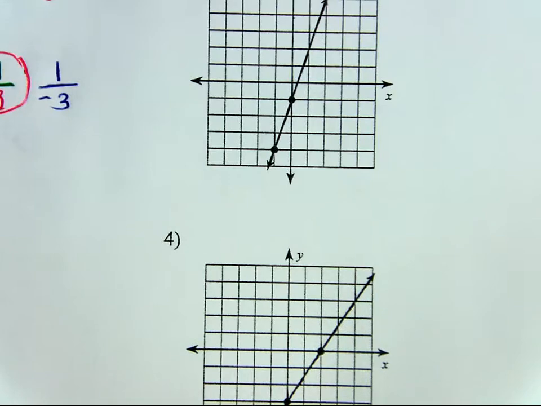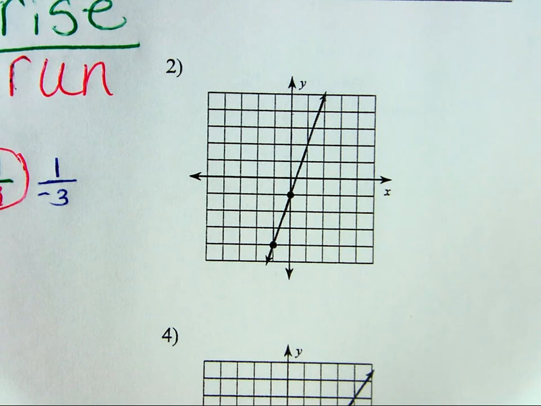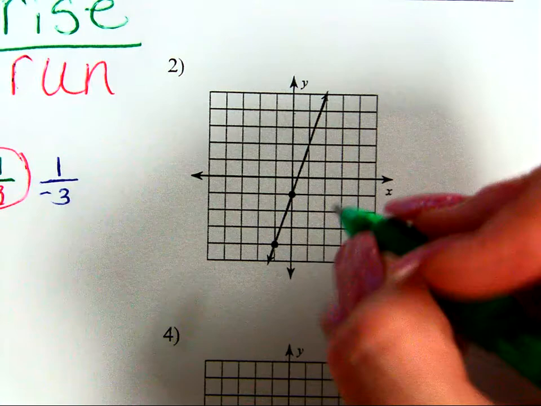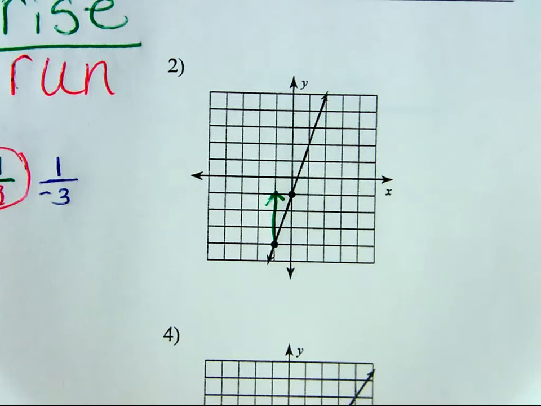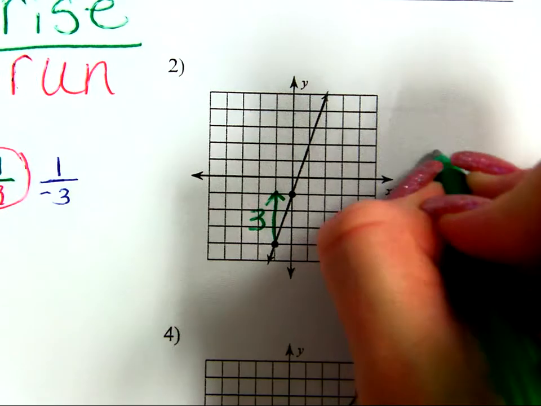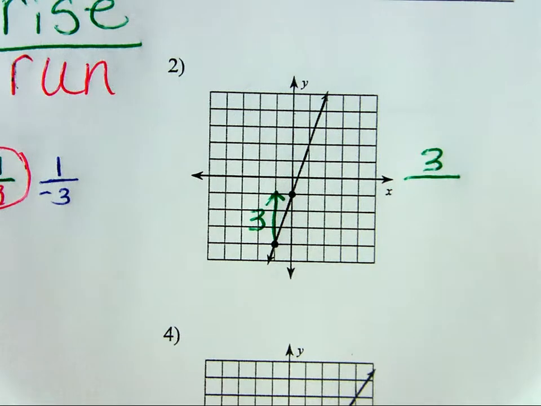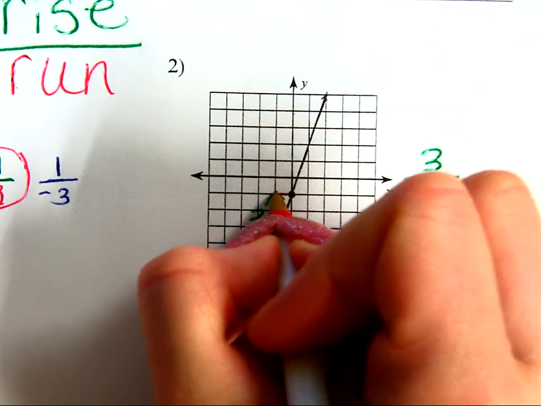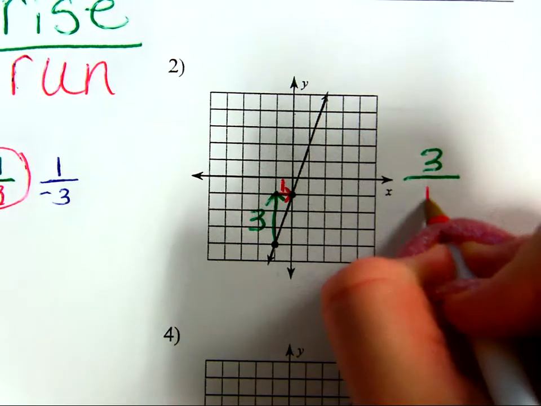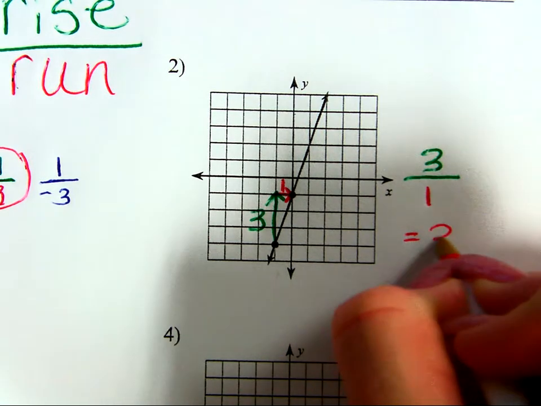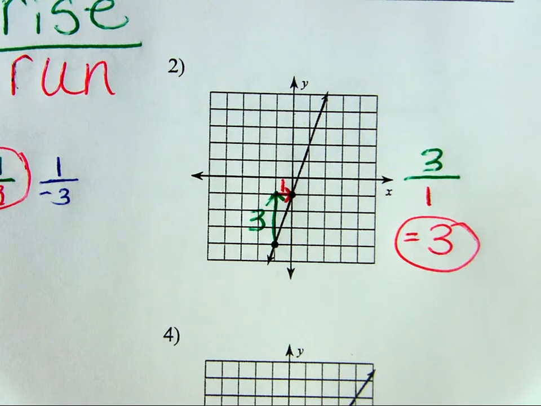All right, let's take a look at number 2. So, starting with your rise, I'm going to start at this point. I'm going to rise 3. And because I'm rising up, that's a positive direction, so that's 3. My run is also positive. There's 1. What's your slope? 3. Ringing a bell, I hope? Yeah. Okay.